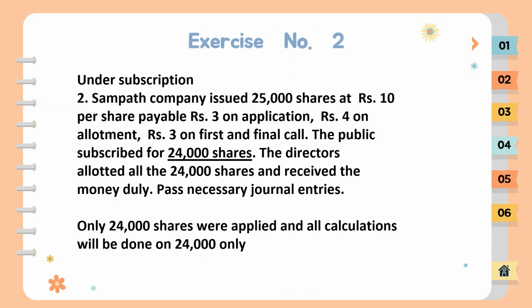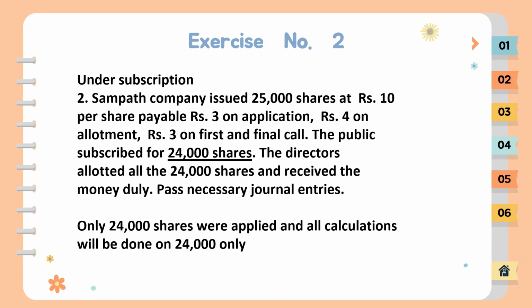Now the second sum is under subscription. You just compare: Sampath company issued 25,000 shares at ₹10 payable. All the bifurcation is given: 3 on application, 4 on allotment, 3 on first and final call. The public subscribed for 24,000 shares. Now here there is under subscription. So whenever under subscription is there, for all the calculation you have to take into consideration the number of shares subscribed, that is 24,000 shares only.